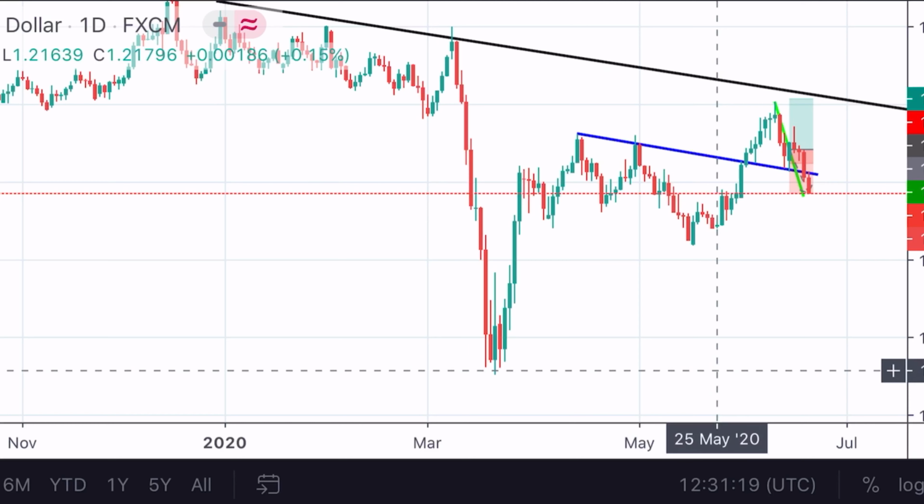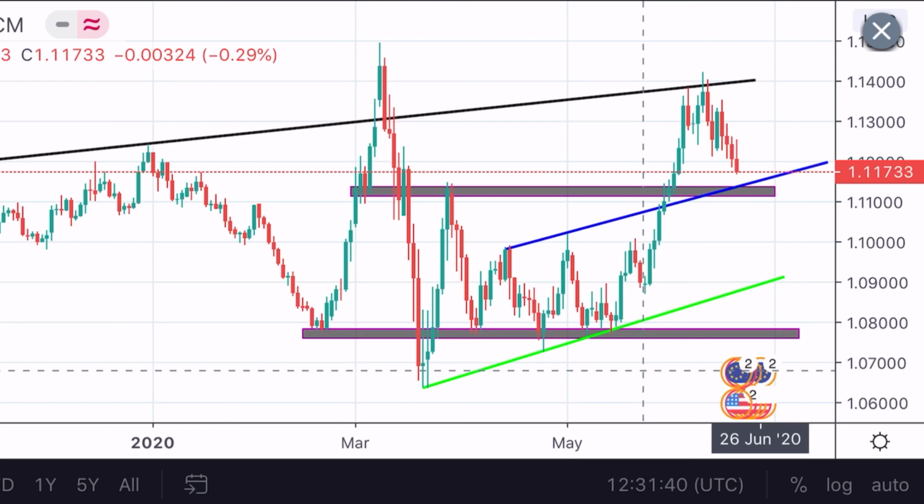I'm just going to lift this one out, and then I want you to look at the Euro USD. Let's go to the Euro USD right now. Alright, so this is what's up with the Euro USD.